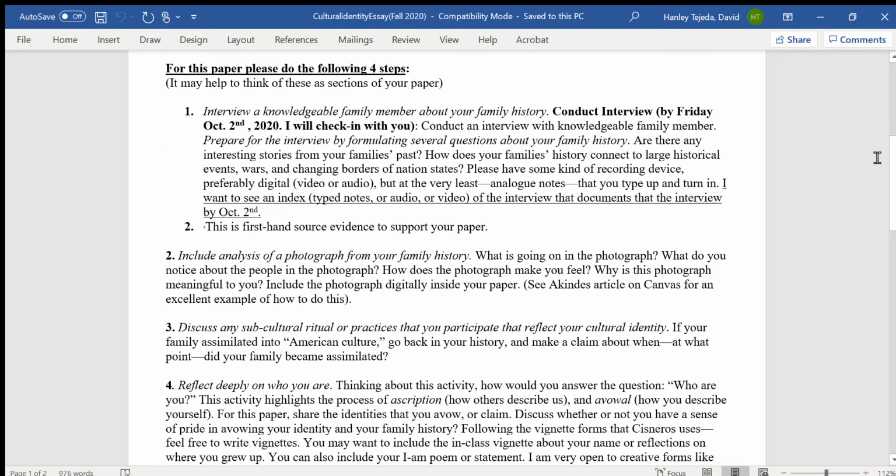Okay, so the first step in writing this paper is you want to identify a knowledgeable family member who knows about your family history in your family. So some families have like the family historian, like an aunt or an uncle or your grandmother. And if you can get in touch with them, that would be great. So you want to interview this person.